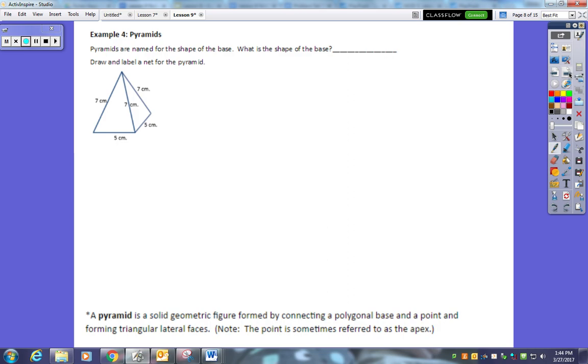So if you notice, you can see this side is 5 and this side is 5. That means our base here is a square. Okay, so that's what's missing here, and then we have that other point back there that we would draw. So the shape of the base in this case is a square. So this is called a square pyramid.